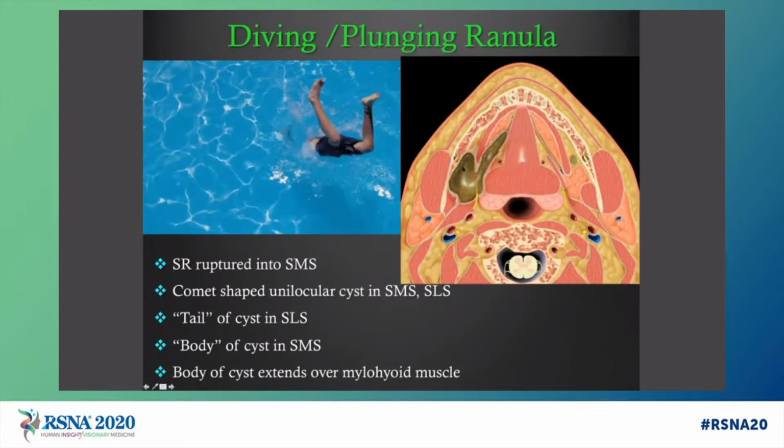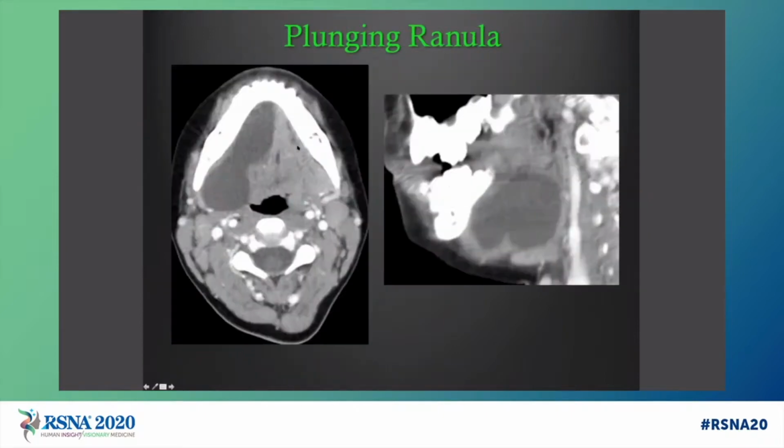Now, these can sometimes extend into the submandibular space, in which case they are called a plunging ranula. As we see, we will see a thin tail of the cyst in the sublingual space that extends over the mylohyoid muscle into the submandibular space. And we see that very nicely in this patient with this uniform cystic mass in the sublingual space. You see this necking down as it's coming over the mylohyoid into the submandibular space. We see that beautifully here on the sagittal reformat as it comes over that mylohyoid into the submandibular space in this patient with a plunging ranula.